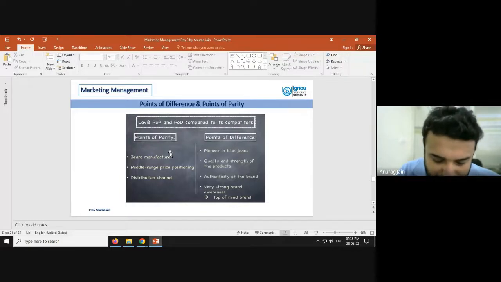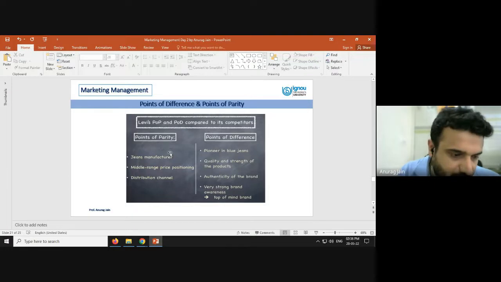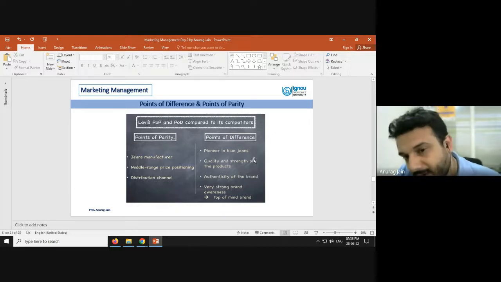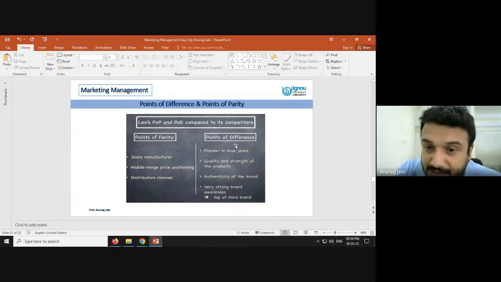You can compare it with Wrangler, or another popular jeans brand I'm trying to recollect. Any other jeans brand, you can compare them. All these three things are available in other brands as well, and that is the reason it is giving them a category membership. But what are the different points which make them different?